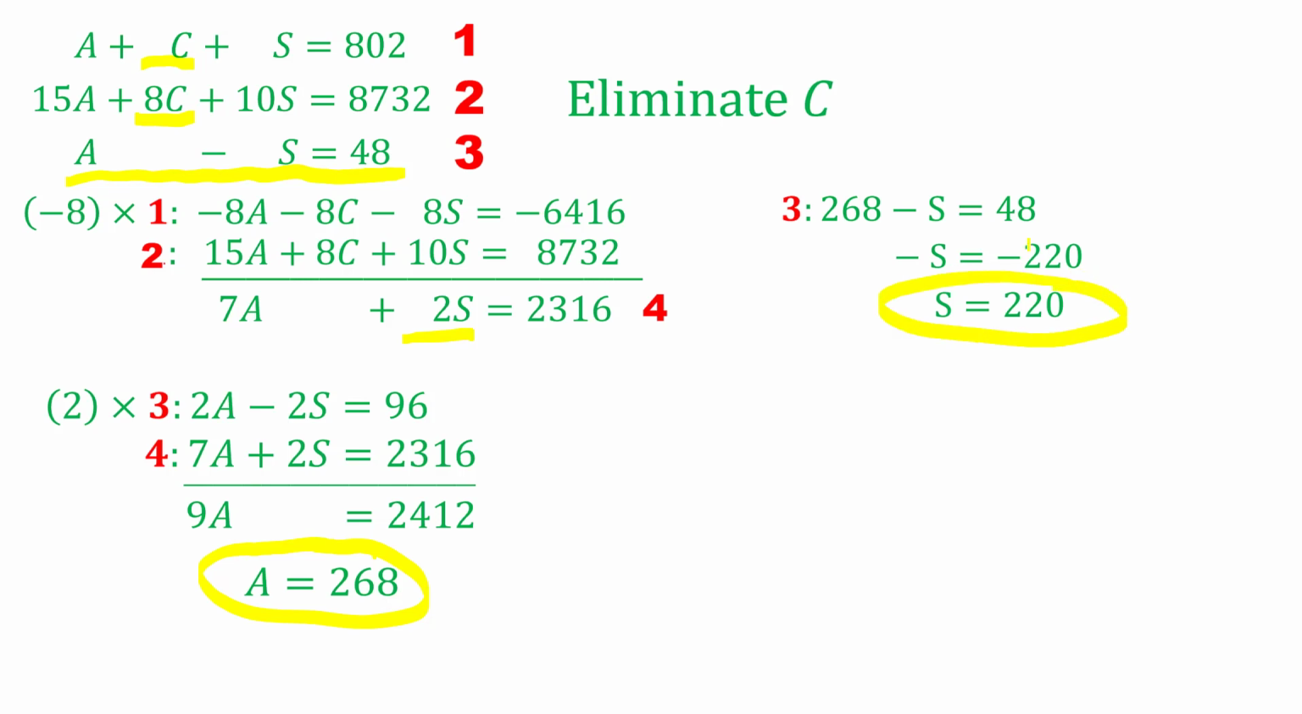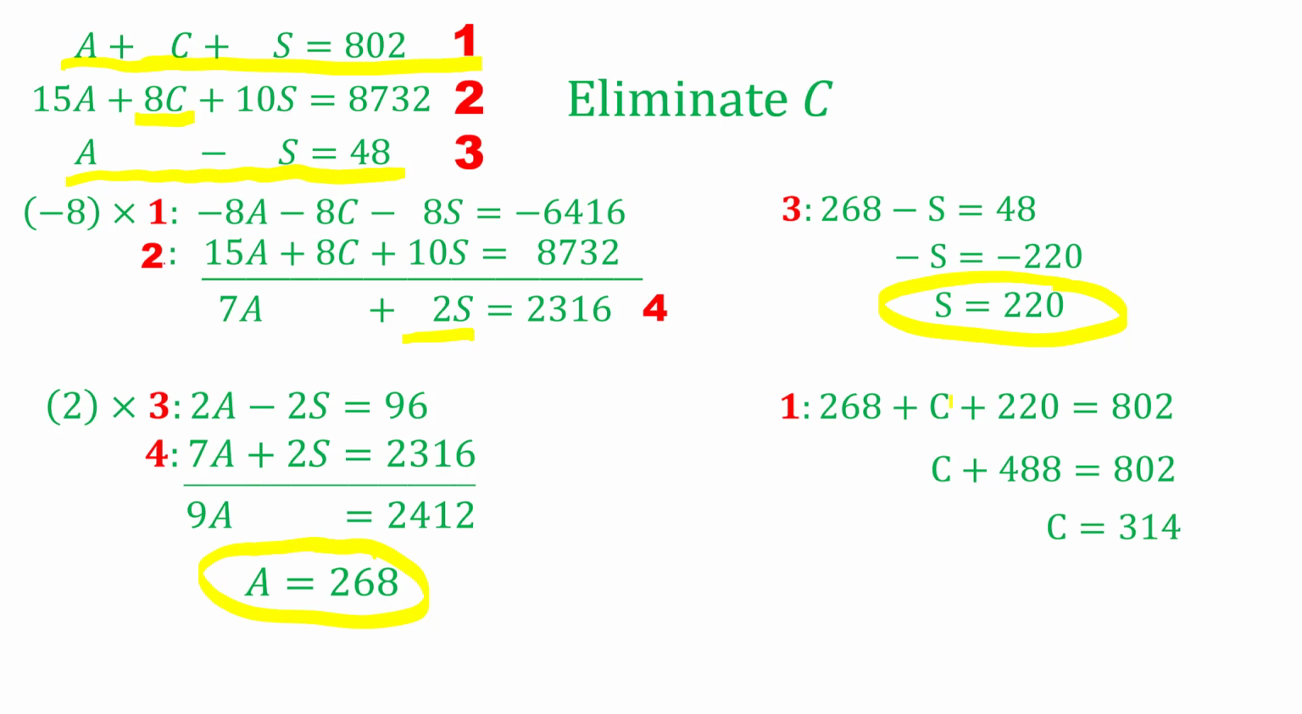And then we move on to either equation 1, 2, or 3. Let's just grab equation 1 here. For equation 1, I can plug in A equals 268, C, which we are trying to find, S equals 220, and that equation equals 802 on the right side. So we can add 268 plus 220 to get 488, and then subtract 488 from each side. We have C equals 314. So there were 314 tickets sold for children's entrance into the chili dinner.